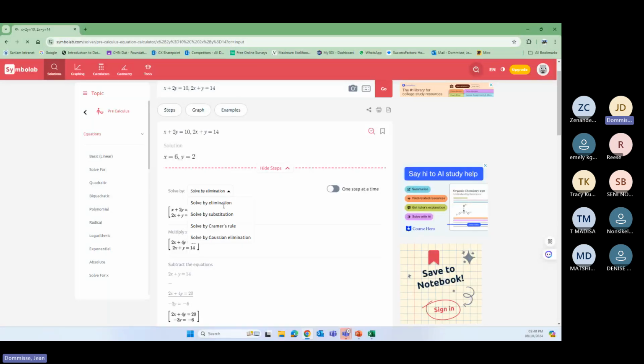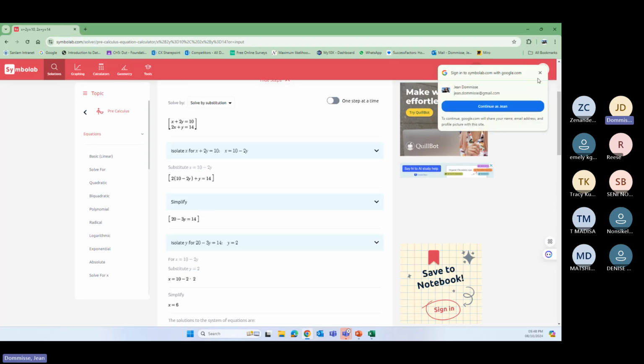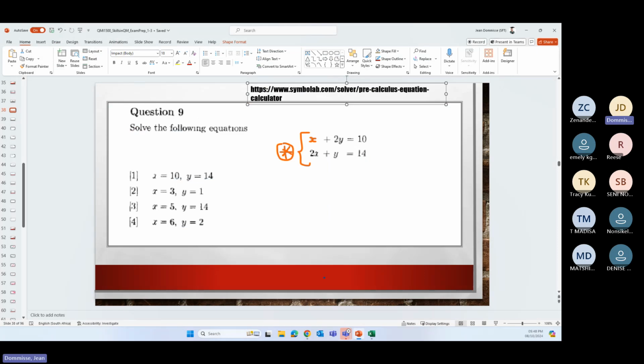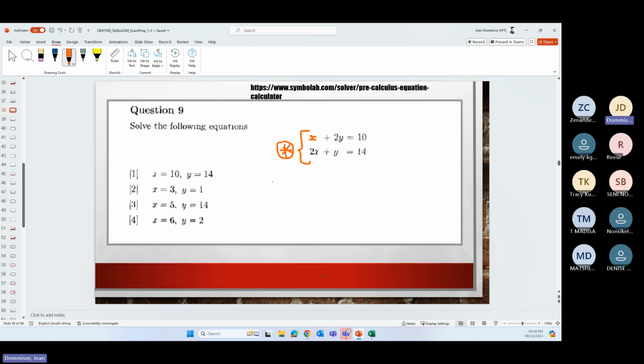So you can nearly decide which one you want to look at. Okay, so this is quite a nice one to use. So there are links, but let me show you just how we would do it without having the online facility available. So when I look at these two equations, I've got x plus 2y is equal to 10, 2x plus y is equal to 14.